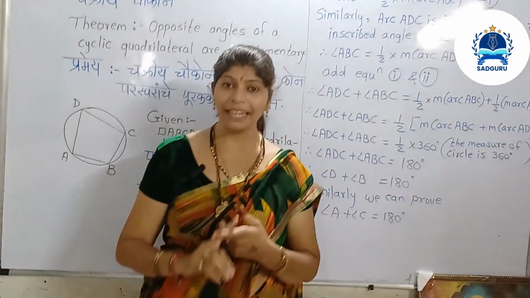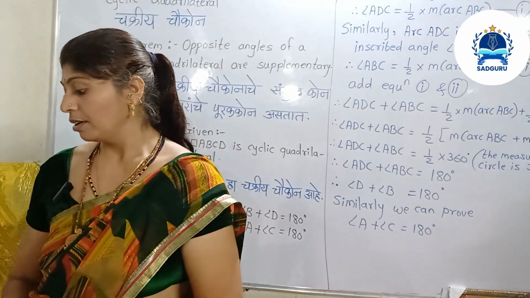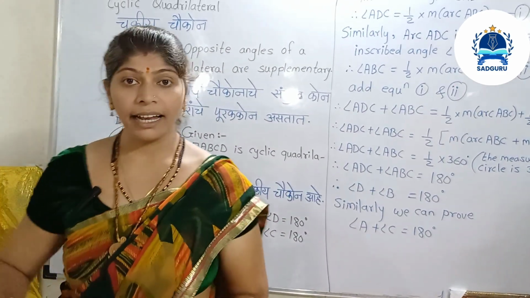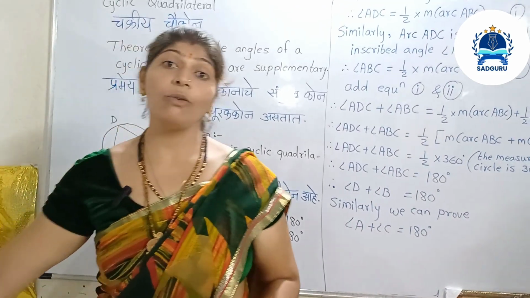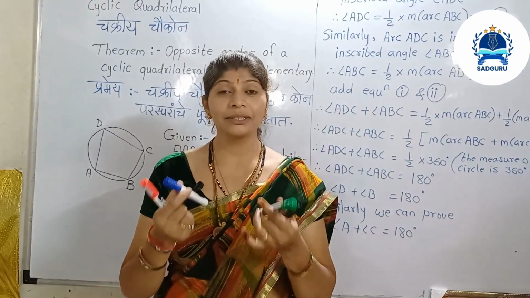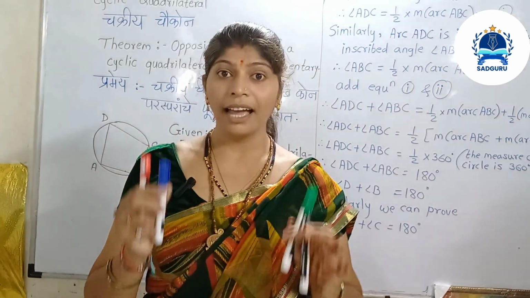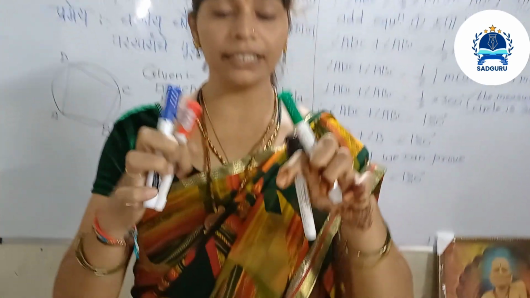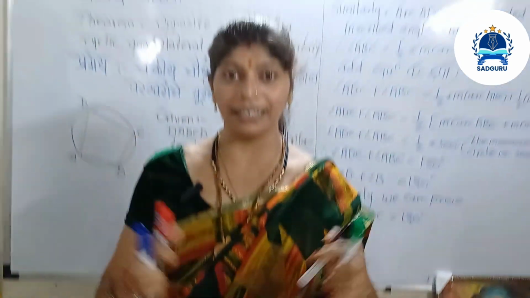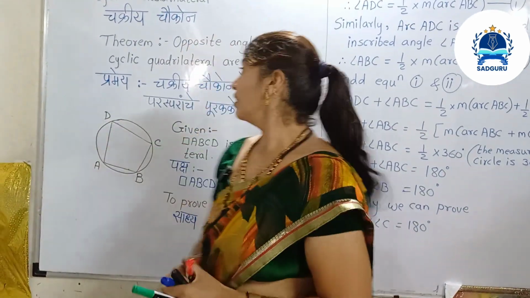First of all, I will explain what a cyclic quadrilateral is. A quadrilateral having all 4 points on a circle is called a cyclic quadrilateral.